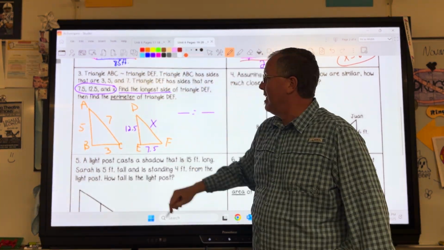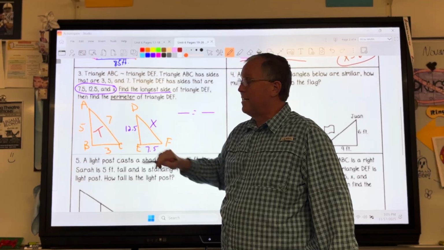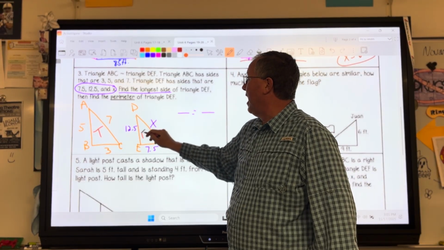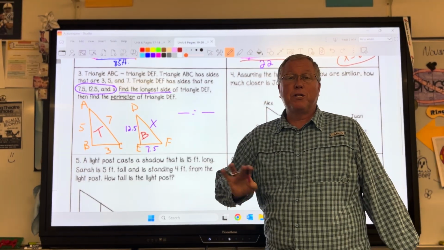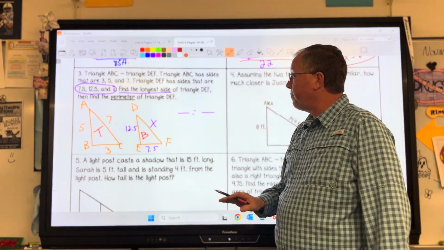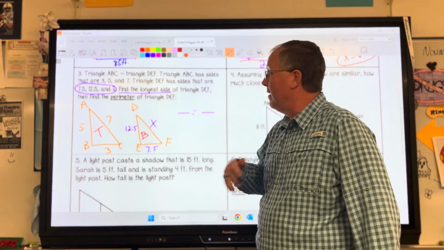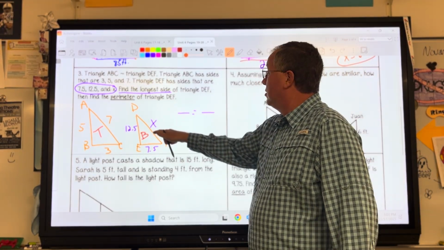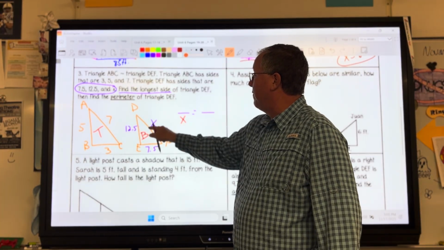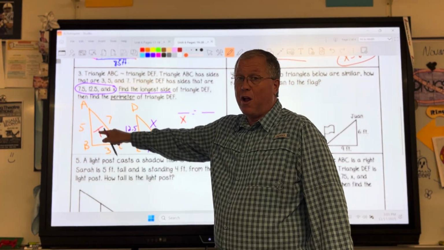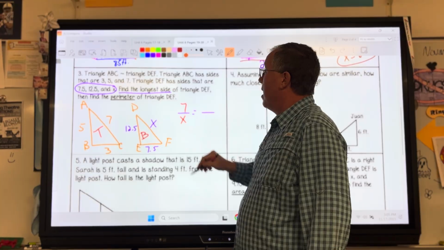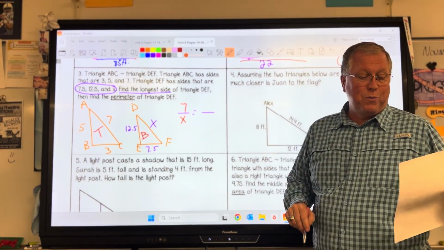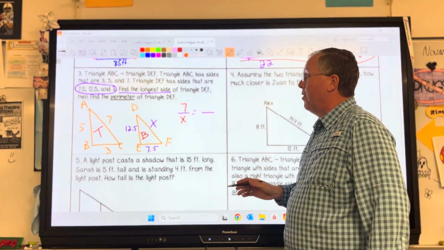I'm gonna put anything from A, B, C on top, anything from D, E, F on bottom. You can switch it up if you want to, that's totally up to you. The one I know I have to have is X. So X goes on bottom because it came from this one, and it pairs up with the other long side, which is 7. Now at this point, it doesn't matter which one I choose. You can pick whichever one you want.